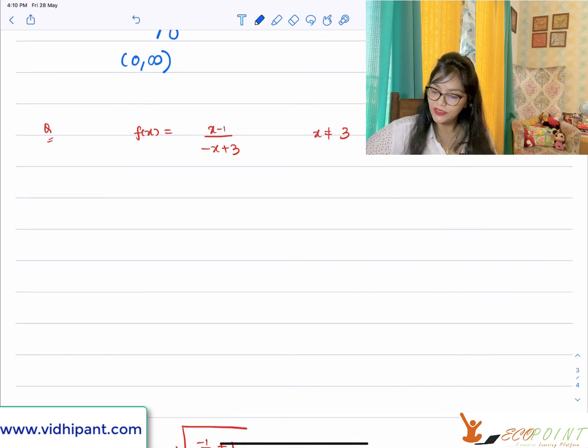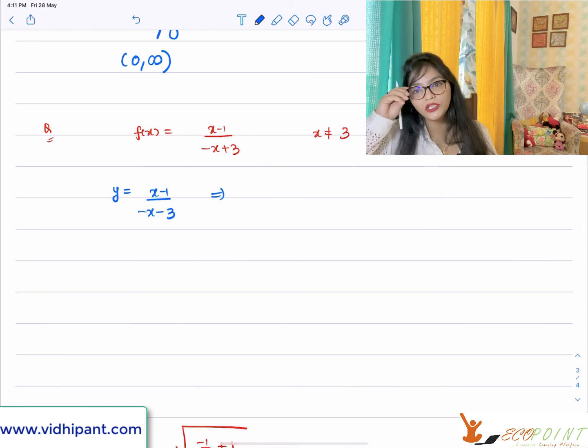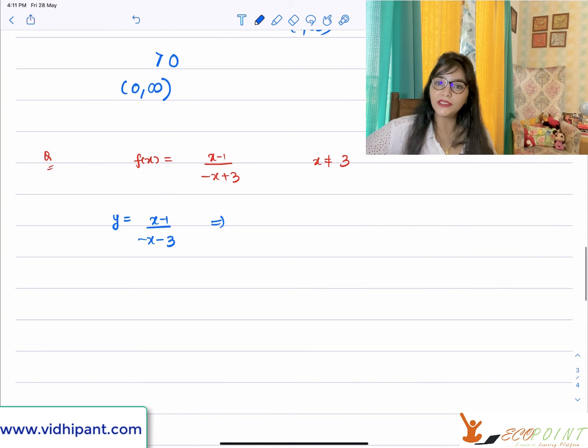Now, next question, I wish to find out the range for x minus 1 upon minus x plus 3. So, let's work with this. If you have this sort of an expression and you wish to find out what are the values of outputs that you can have, what f(x)'s can you have? There's a simple way of figuring it out. You try to find out x in terms of y and find out the conditions on y. So, that's what we will do here.